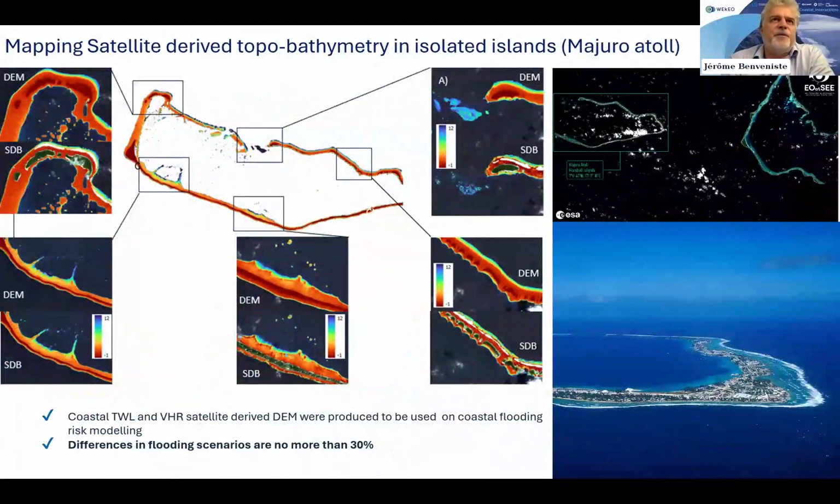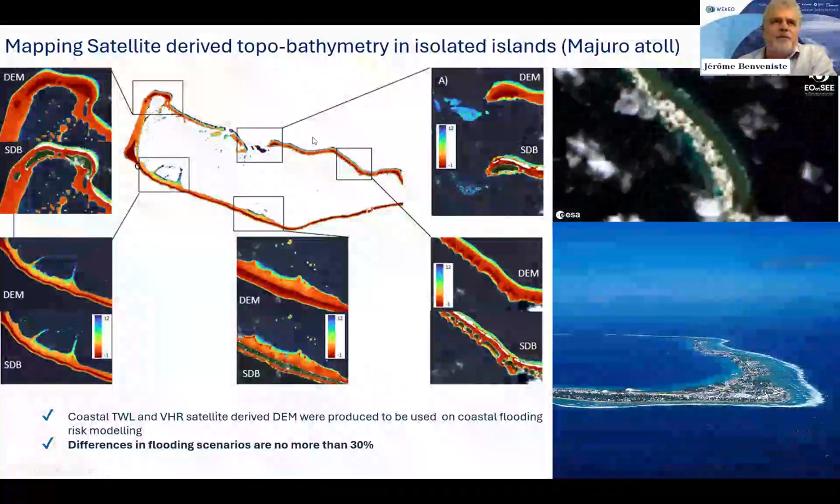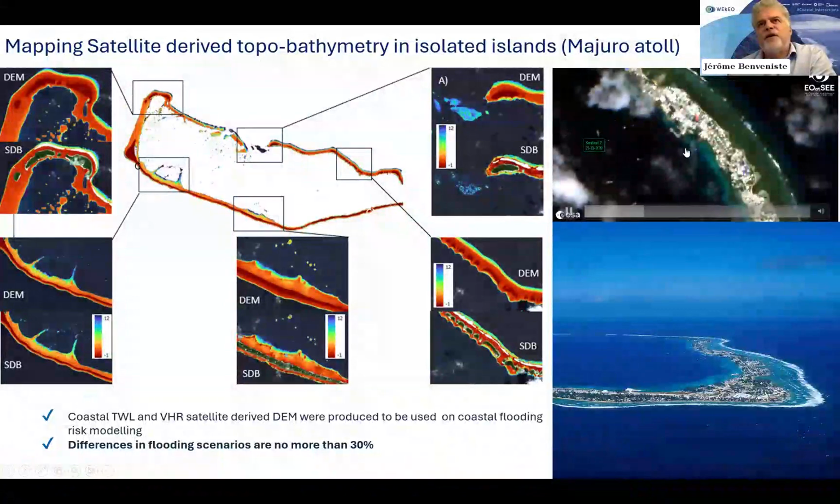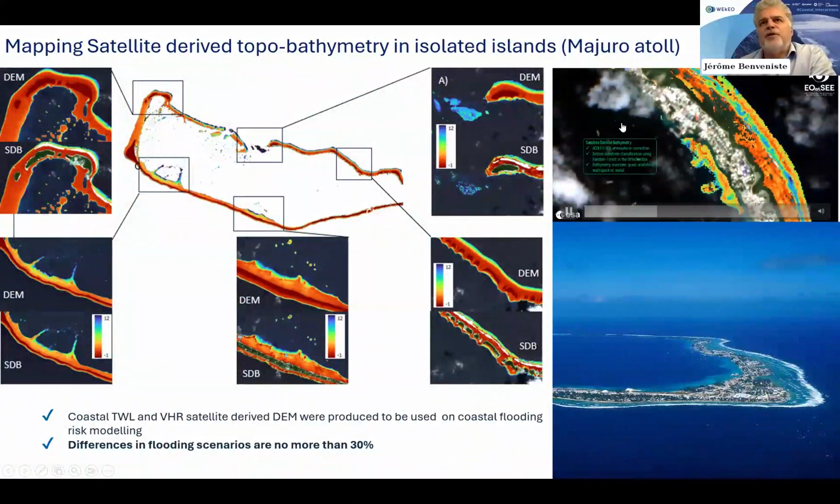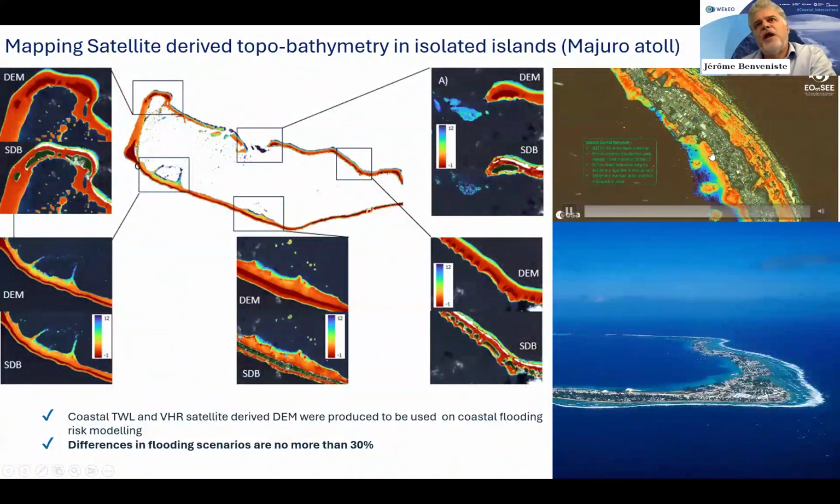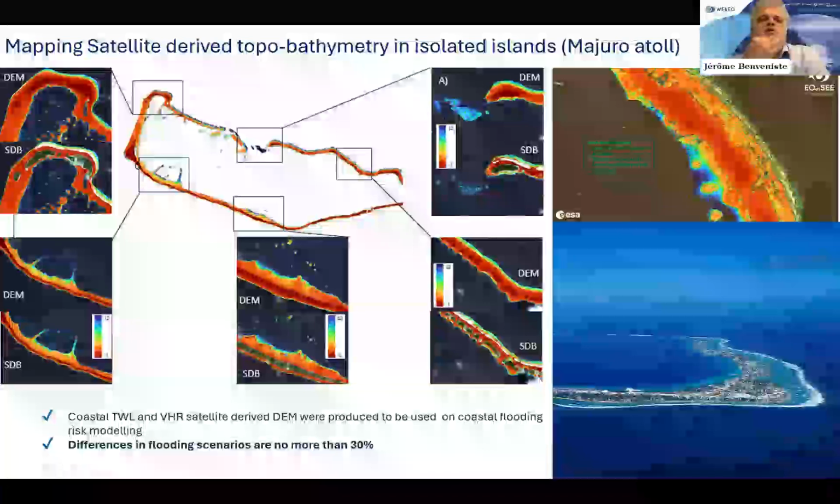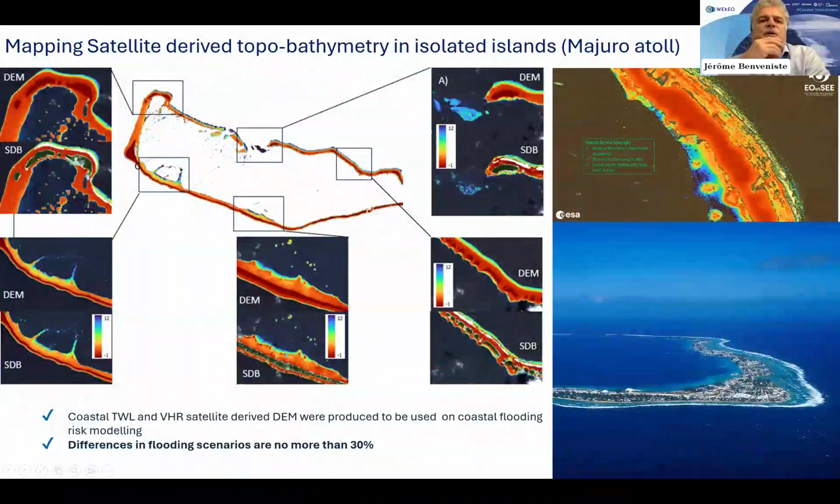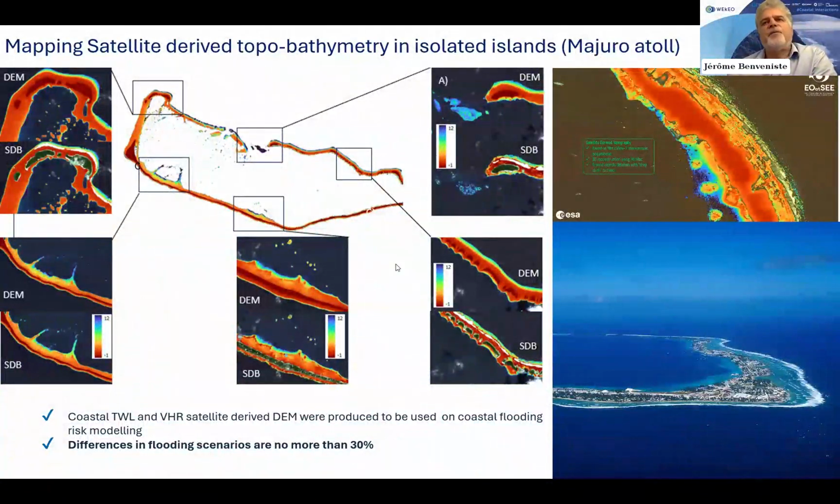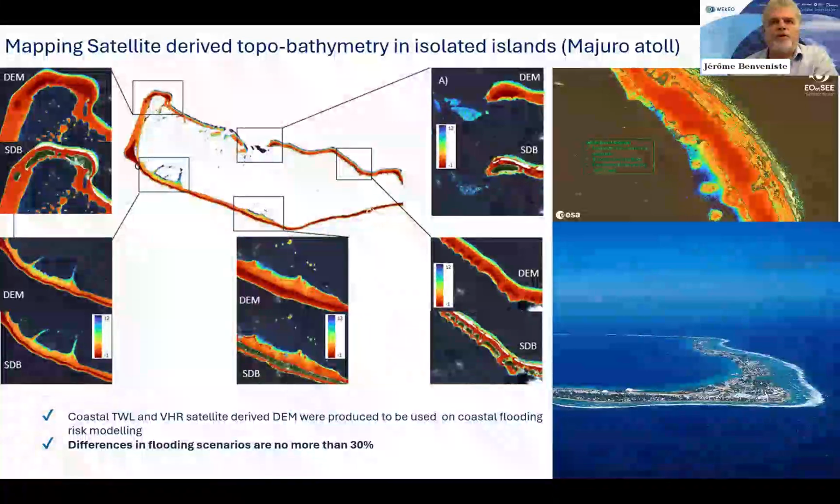We looked at the satellite-derived topo and bathymetry. We focused on one of the atolls of the Marshall Islands here, and you see in the movie here you use the Sentinel-2, then you derive the bathymetry, you compare with WorldView, and you look at the bathymetry evolution, and basically all the scenarios that we produced with this bathymetry and topography, they were more or less in line within 30%. We could do better.